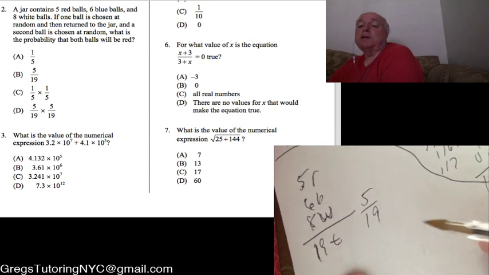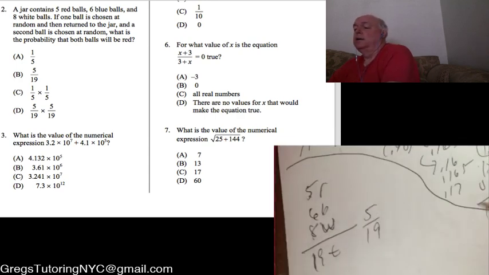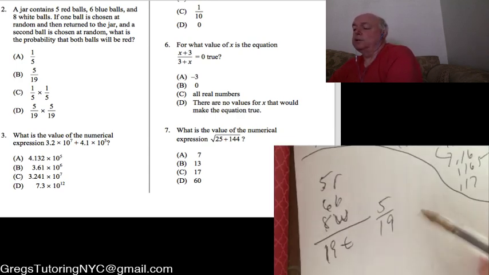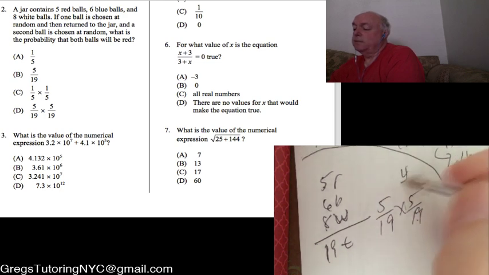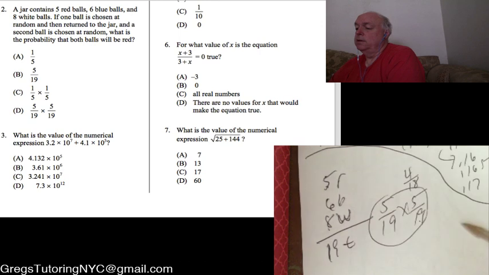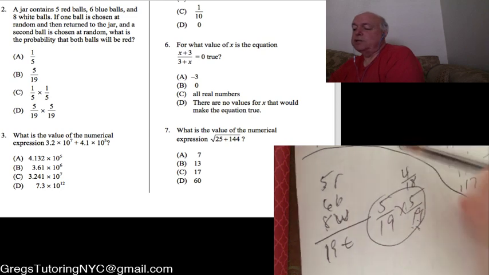Okay? It's returned to the jar, and the second red ball is chosen. It will also be 5 out of 19. If it wasn't returned, it would be 4 out of 18. But it was returned. So that's what we have. They're not asking you to calculate it, so the answer here will be D, number 2. So does everybody see that if it wasn't returned, it would be 4 out of 18?